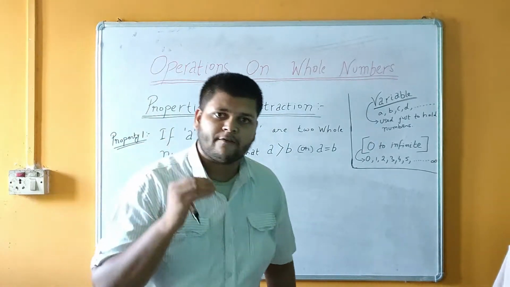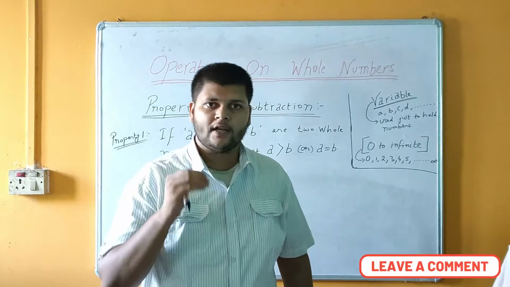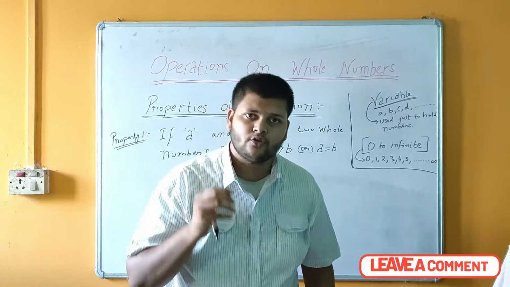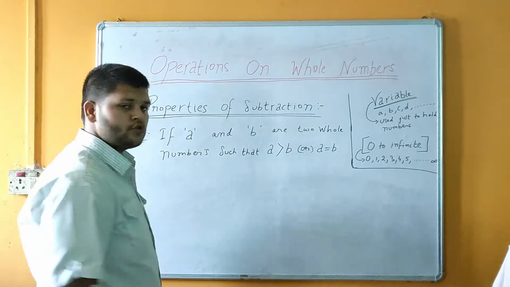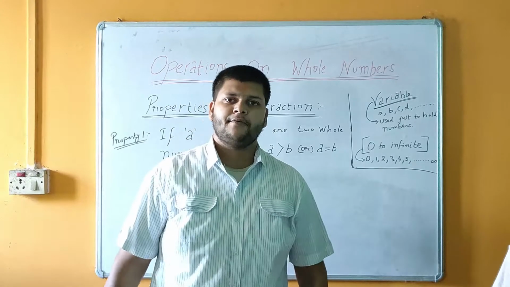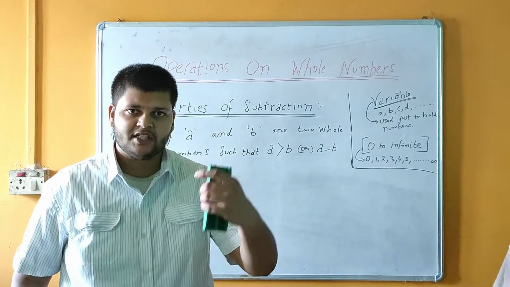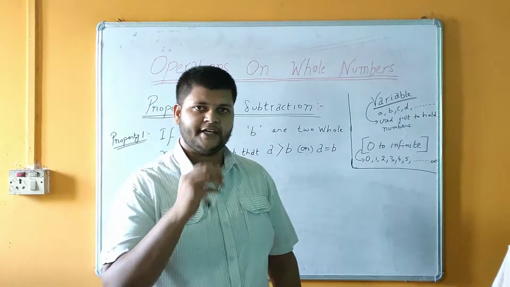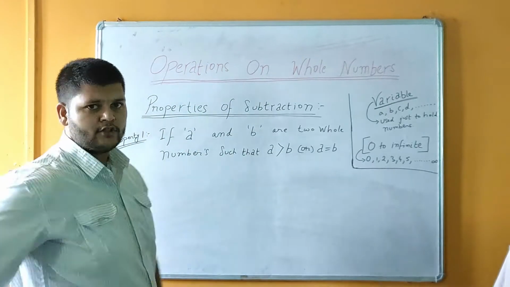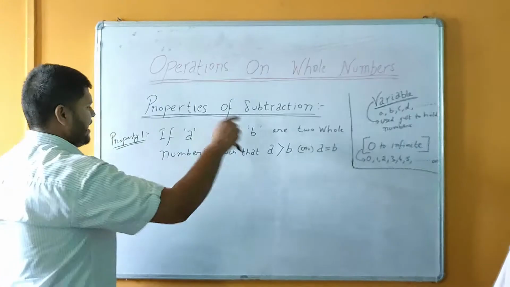So in order to perform subtraction on whole number, you have to deal with certain properties related to subtraction. So what are those properties? There are altogether 5 properties regarding subtraction. So we will study one by one in detail. So without wasting time, let's get into the actual topic, that is property of subtraction.